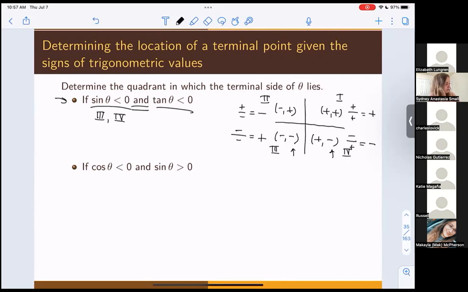So when is tangent negative? It's when the signs of the x and y value are opposite, which happens in the second and the fourth quadrant. Okay, now let's put this all together. We know that both of these things must be true simultaneously. So sine is less than 0 in the third quadrant, but the tangent is not less than 0 in the third quadrant, so it can't be the third quadrant. We know that the tangent is less than 0 in the second quadrant, but the sine is not less than 0, so it's not the second quadrant. The only quadrant these two have in common is the fourth quadrant, so our answer is quadrant 4.